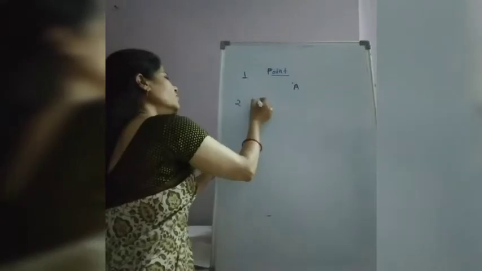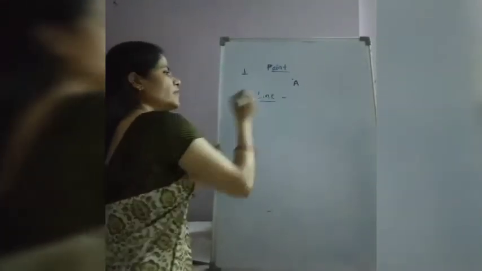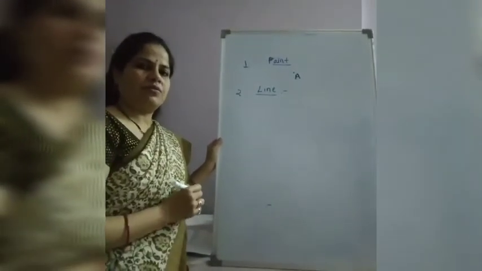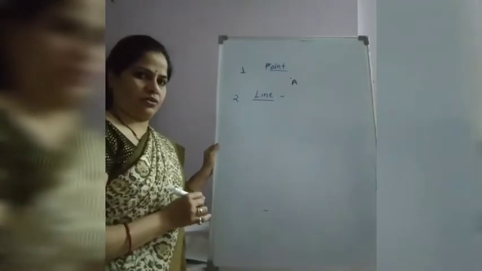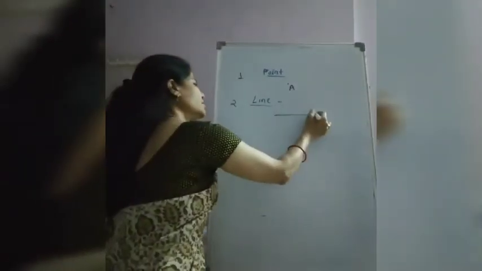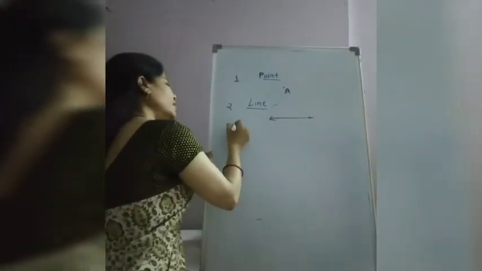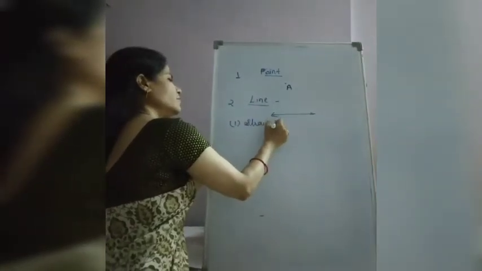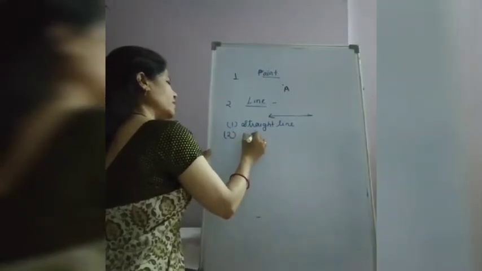Second thing, you have learnt about line. What is line? A line is a group of points which extend indefinitely in both the direction. Okay, this is line. Okay, there are two types of line. First is straight line and second is curved line.